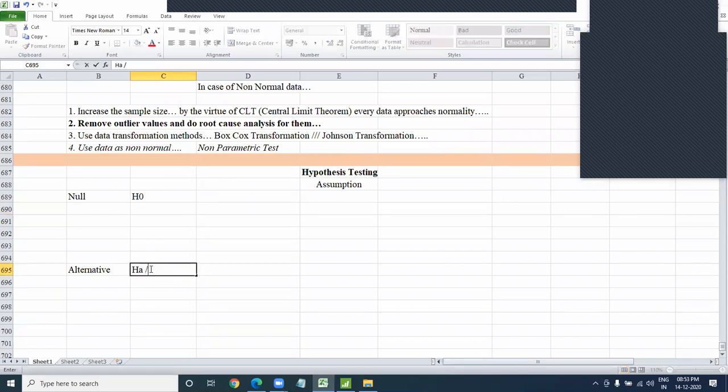Some American authors use H1 also, it's subscript 1. Instead of A, they will use 1 for the alternative hypothesis. So it's the same stuff. Subscript 0, yes, that will be the right way. Going back to the basic difference or interpretation of null.